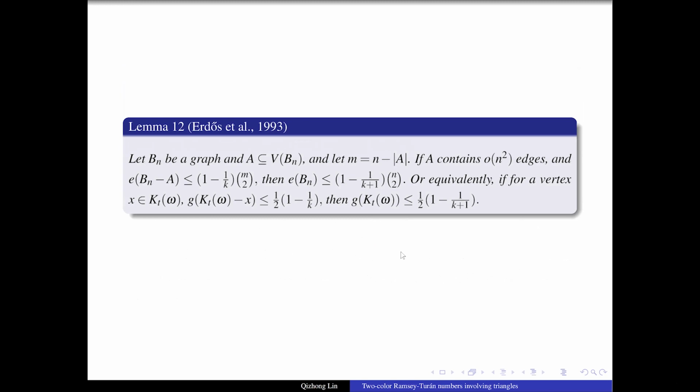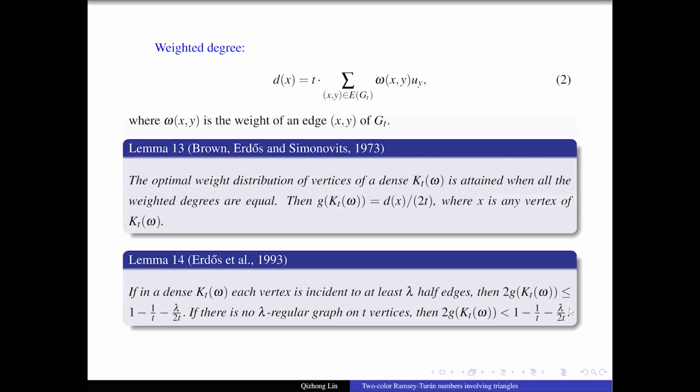Yeah, this can be used to consider the structure of the generalized Balabas-Erdős graph, BNT. In order to obtain the upper bound for the Ramsey-Turán density, we also need the following result due to Brown, Erdős, Simonovits.